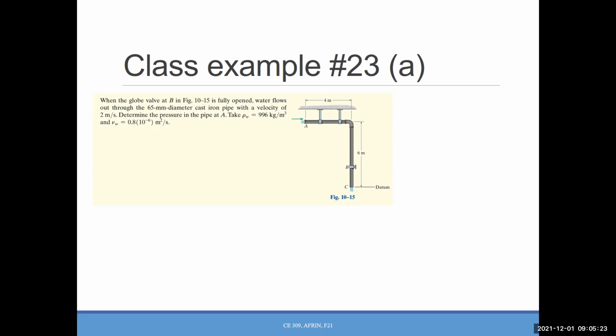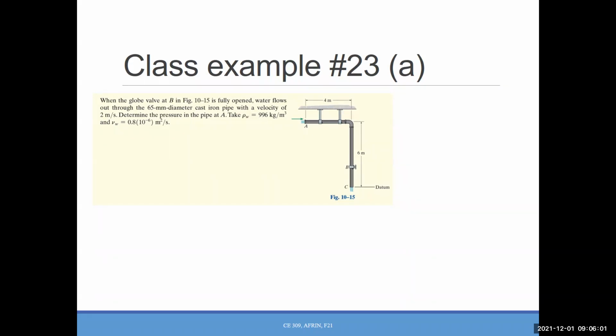Okay, so who will read the class example 23A? Valve that leads to flows out to a 65 millimeter pipe with velocity 2 meters per second. The density of water is 996 kilograms per meter cubed. This is the kinematic viscosity of water. Thank you very much. So we have a section of pipe here from A to C, and we need to calculate the pressure at A.